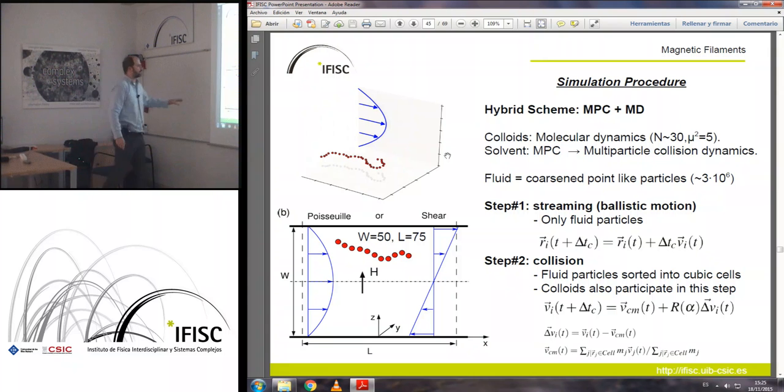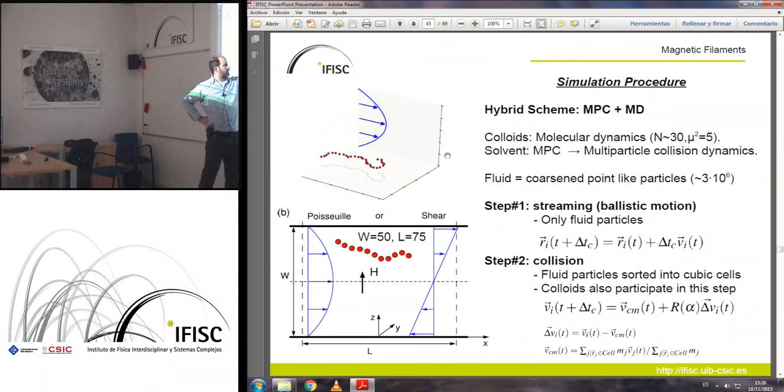Okay, so basically you have two different things. You have your fluid particles. Well, they're not fluid particles, you want to represent bunches of fluid particles with these point-like particles, these 3 million particles, and then you have your chain that is made of big colloidal particles. Your chain is usually 30. So what you do is the following. There is a force pushing the fluid particles in order to get this kind of shear velocity or this kind of Poiseuille profile.